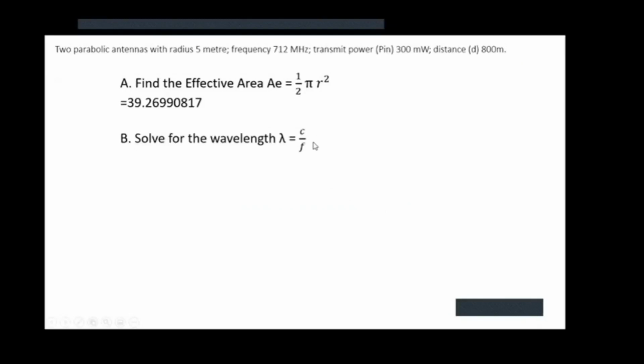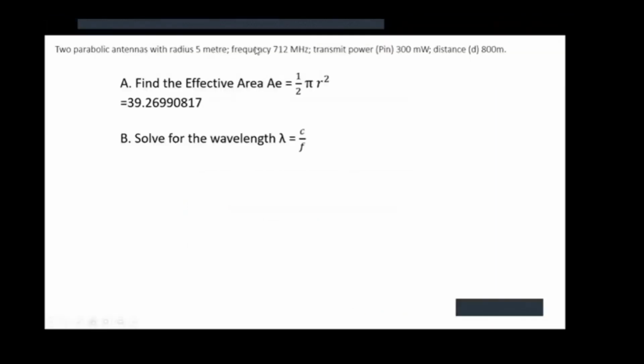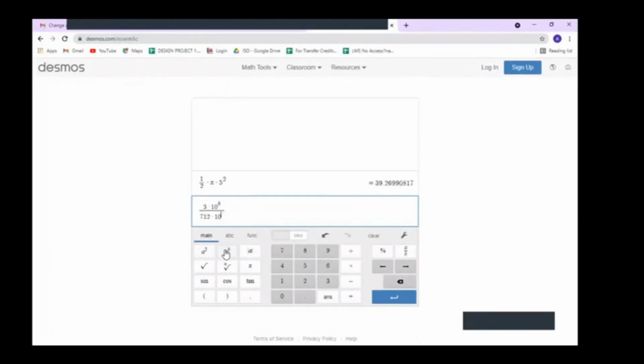Okay, so we have our effective area. Then let us solve for the wavelength. Our wavelength has the formula of C over F. C stands for the speed of light, that is 3 times 10 raised to 8. Our operating frequency is 712 megahertz. When we say mega, the scale is 1 million, so 712 times 10 raised to 6. So our wavelength is 0.4213 meters.